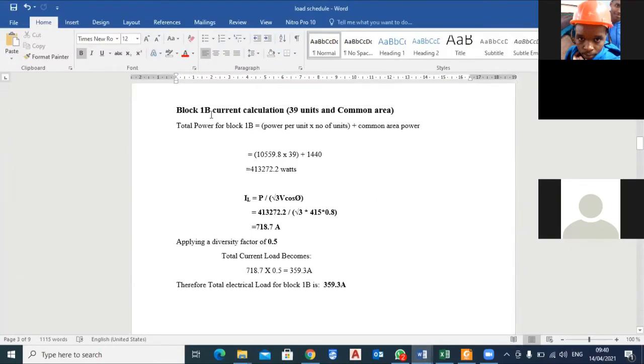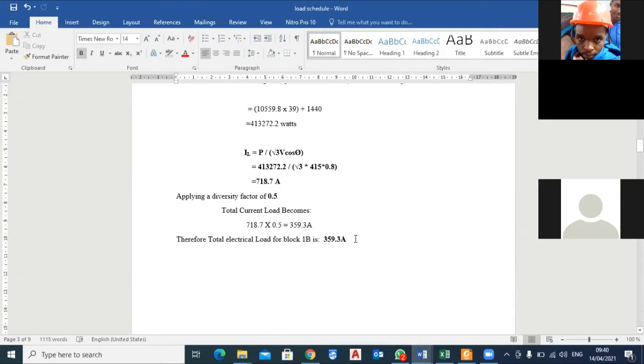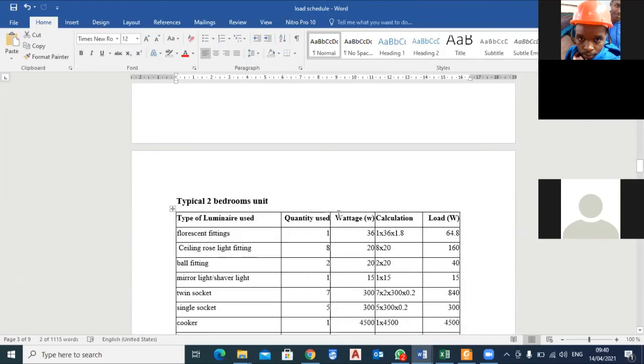So you will do the same for block 1B. You'll do the calculation. They are 9 units and a common area. So you'll take that 9 times the load per unit, and then you'll add the common area. In this case, you'll get 359.